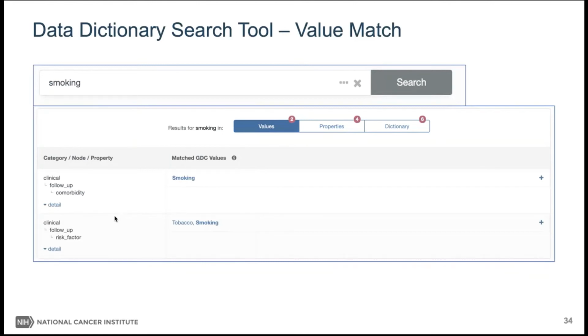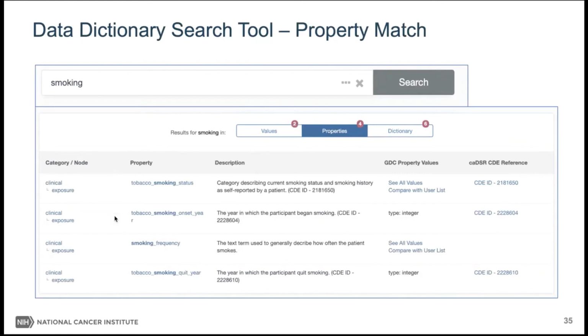They both come from the follow-up entity, and one is from the comorbidity property, and another, specifically tobacco smoking, is reported as a risk factor. Clicking on the next tab here is the properties tab. This brings up a few more values, and this is actually the number of properties that match your search term, in this case, smoking. So we have a few more.